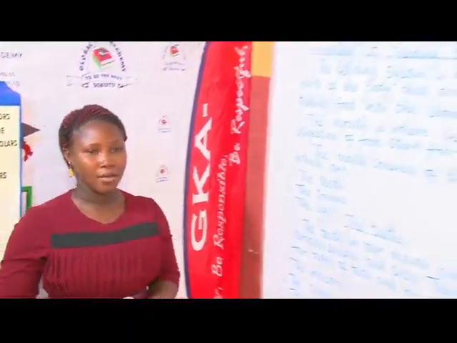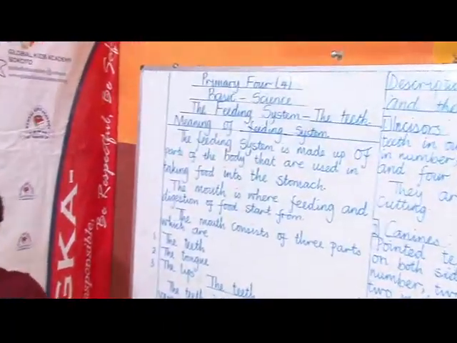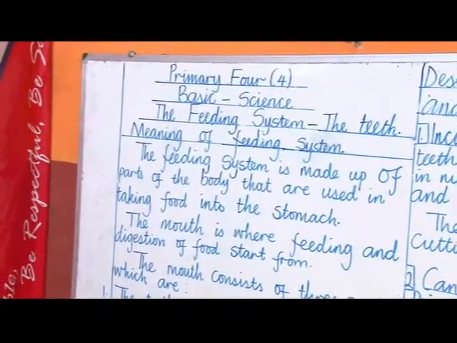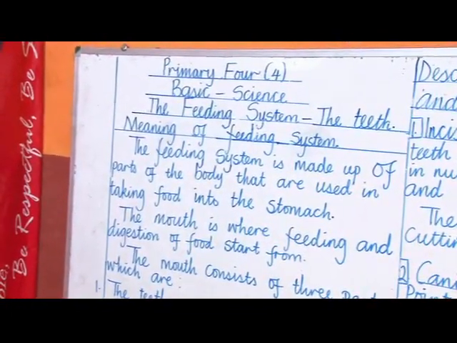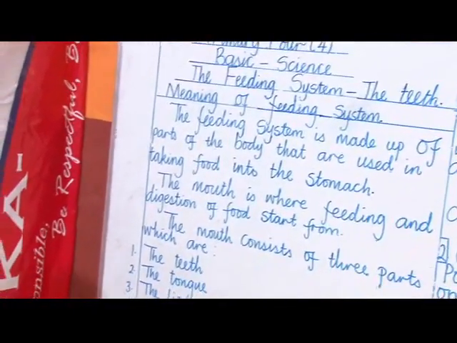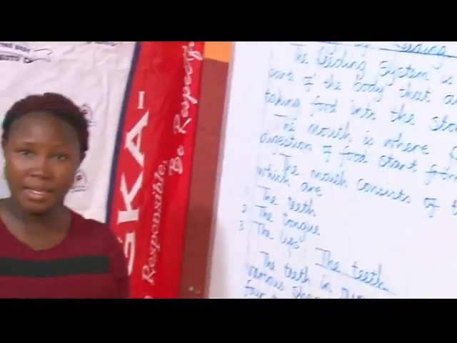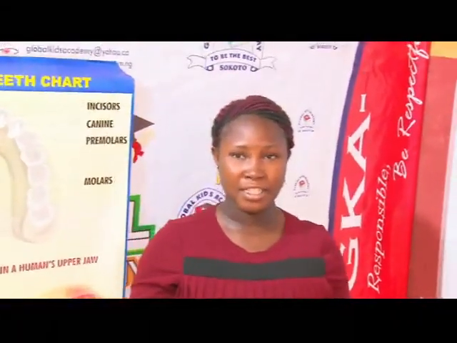I'm taking you basic science for primary 4. We are going to be discussing the feeding system. In this class, we are going to lay emphasis on the teeth. By the end of this class, I believe we should have been able to internalize the meaning of feeding system. We should have been able to know the types of teeth and the various uses of the types of teeth, as well as the total number of an adult's teeth.